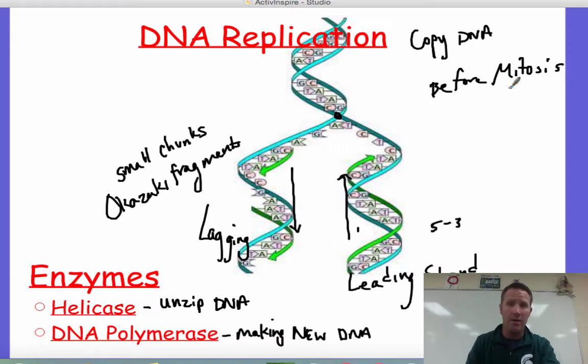Remember also that we make mistakes in our DNA when we make our copies, and those are mutations that happen, just the wrong letter gets put, and DNA polymerase also has a job of proofreading for mistakes, and it catches all but 1 billion of its mistakes, and those are permanent.